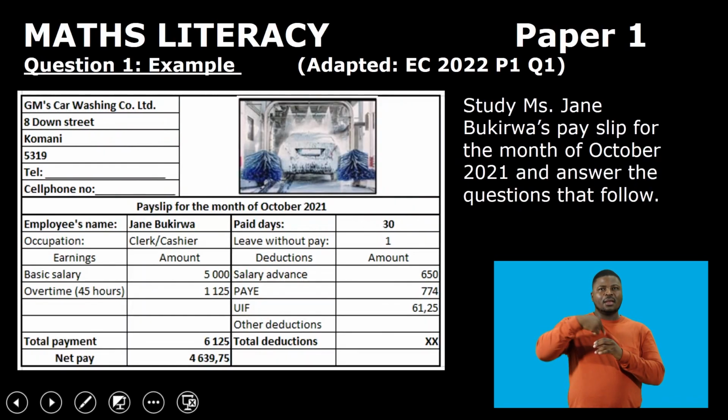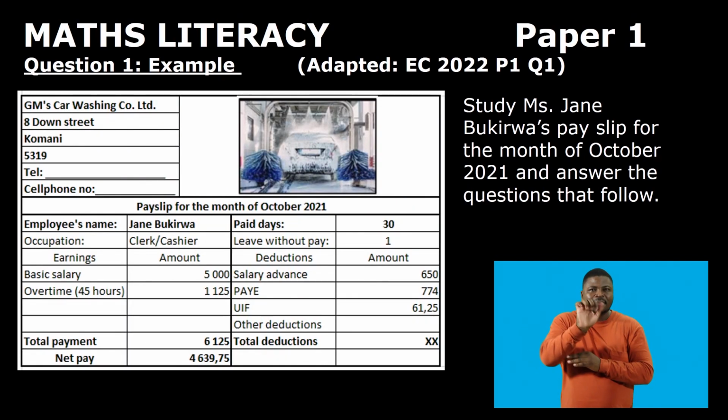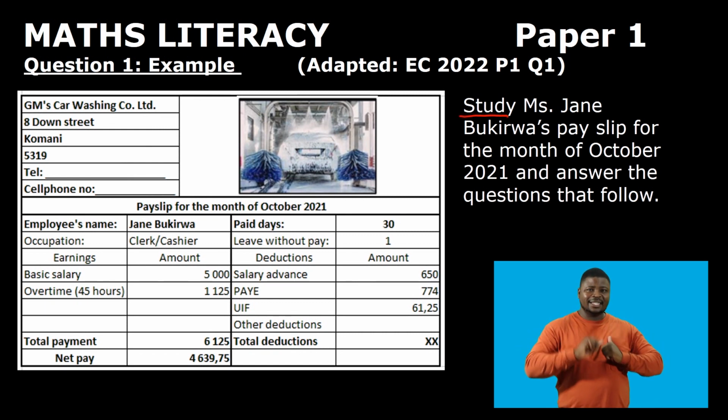Now, how to approach each question. If we look at question 1, you need to remember that it is both finance, data, and then a little bit of probability. But if we look at the first example, it says, study Miss Jane Burkro's payslip for the month of October 2021 and answer the questions that follow. Now remember to always look out for your action verbs so that you know exactly what is expected of you.